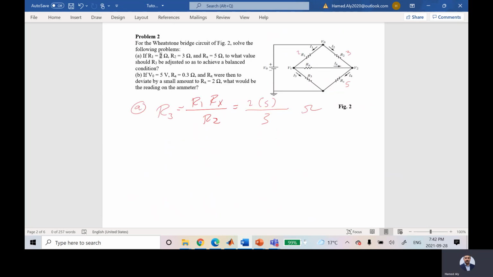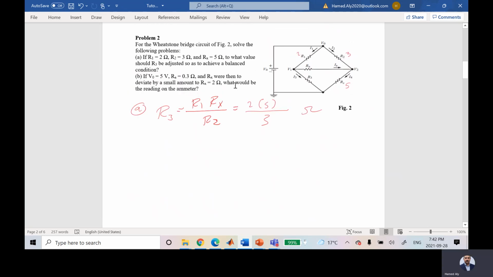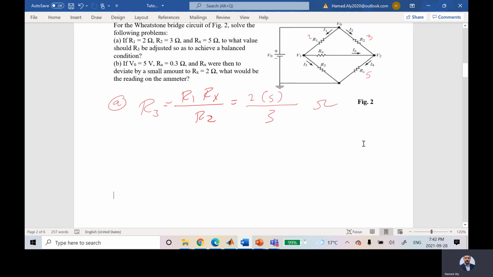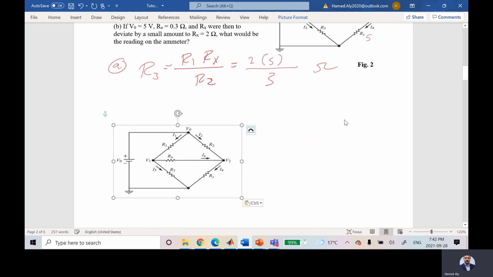Now, let us see the second part, because the second part is good. The first part is substitution, and it is straightforward. In the second part, he is telling me if VO is equal to 5. So VO is given, which is 5, and RA is equal to 0.3. So he gave me the value of RA. Now, I have this circuit. I will put it here again.